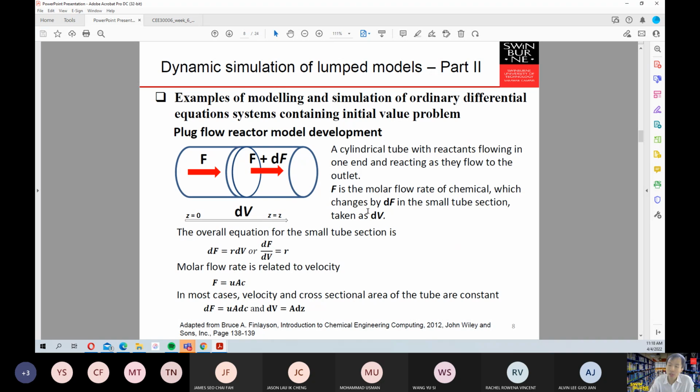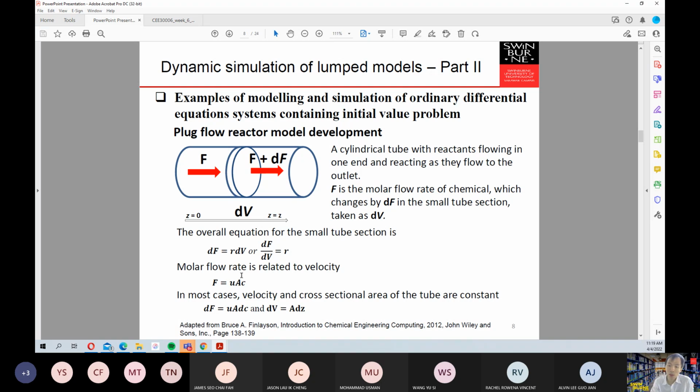Okay, so let's go into the example of modeling and simulation of an ordinary differential equation containing an initial value problem. So in here we have a plug flow reactor model. You want to get the overall equations for the small tube section. You can use this dF equals r multiplied by dV.